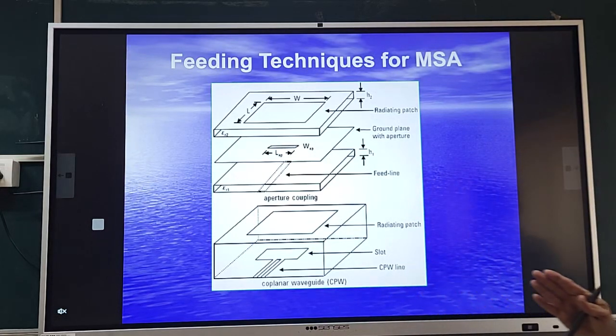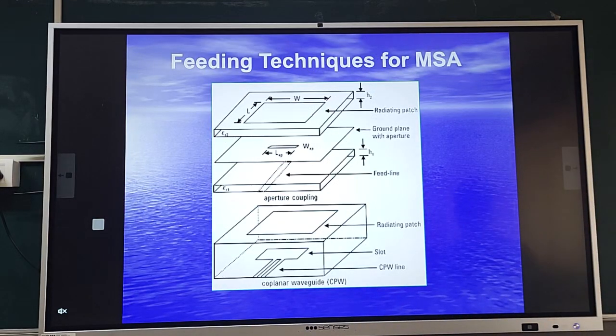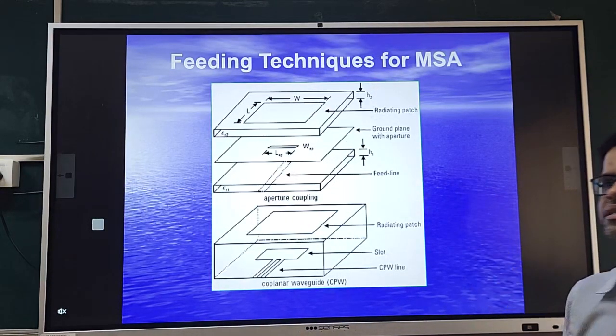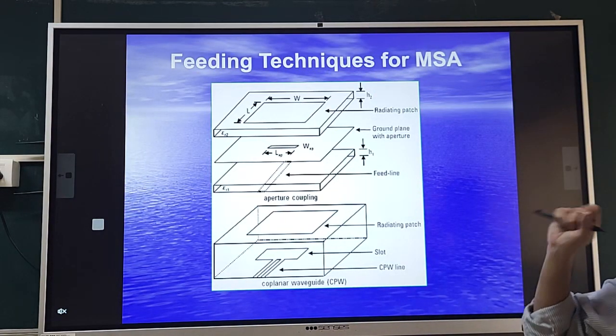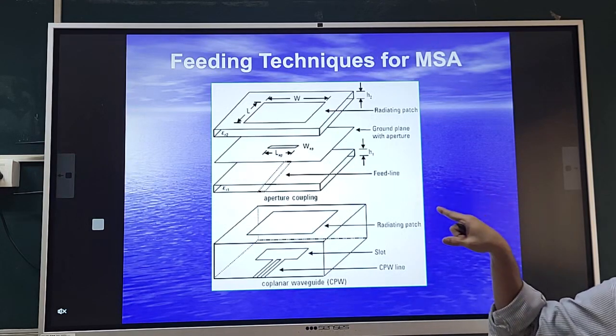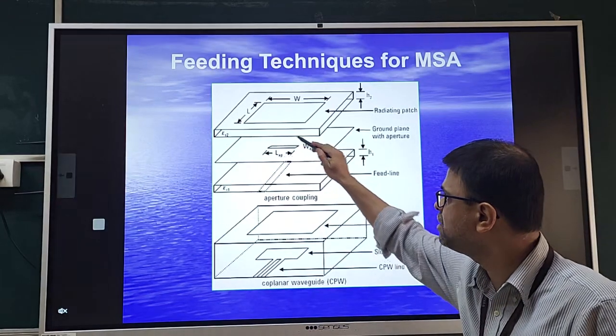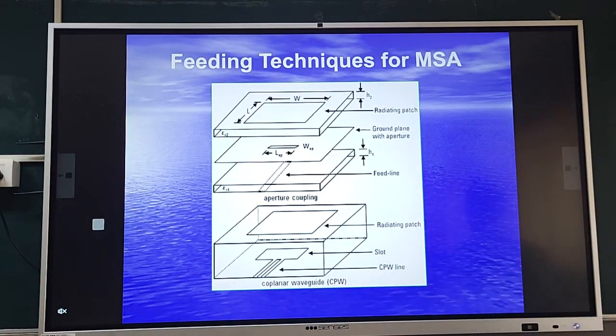It is a very optimum feeding technique, and in fact by appropriately designing the slot we can realize very wideband characteristics also. So this is one of the most optimum feeding techniques with respect to microstrip antenna design. But remember, cost wise and design complexity wise, it is the most complex one. Why? There is a lot of literature available on how the slot should be designed and what its positioning is. You require multiple substrates, so complexity increases.